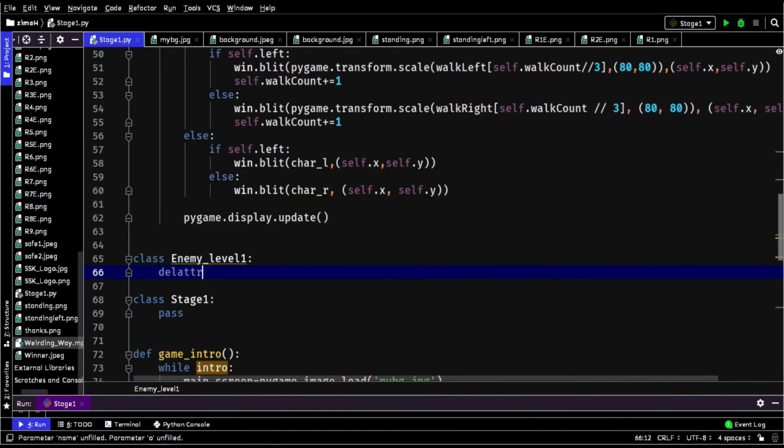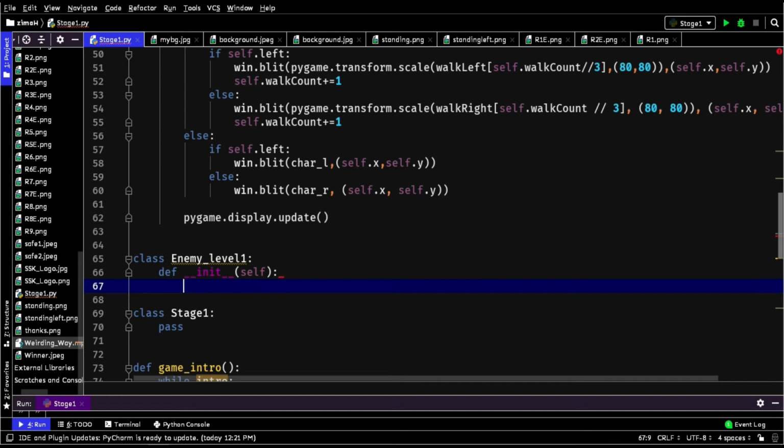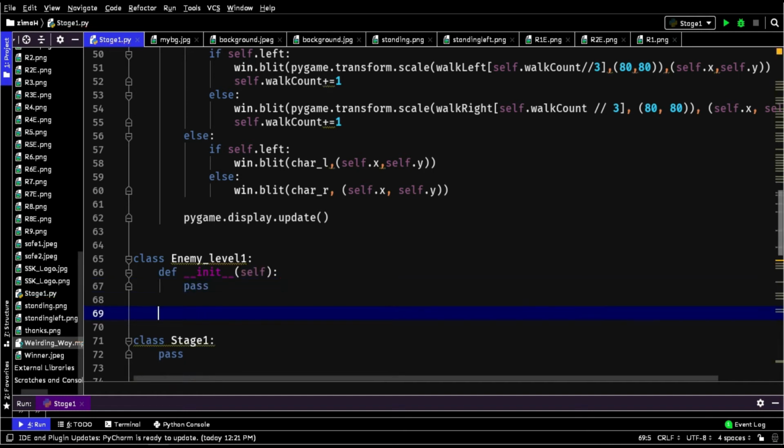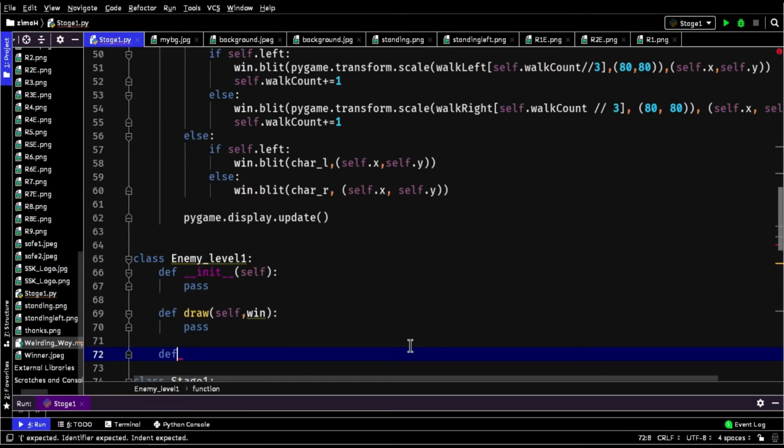In our enemy class, let me write down the methods which we are going to use. Starting with the init method. Then, we have a draw method, which takes win as a parameter. Lastly, we have the move method.